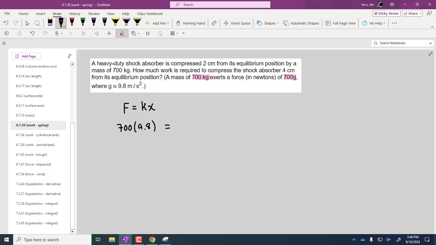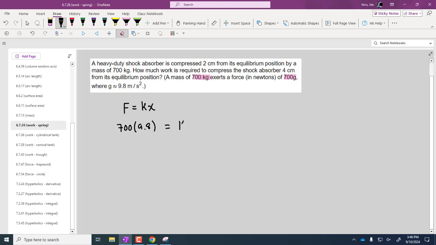Okay, so that's one of those. Most of the time in physics you're in the metric system, so you never come across slugs. But most people don't know that. All right, so force is going to be measured in newtons. So there we go, 700 g, where g is gravity.